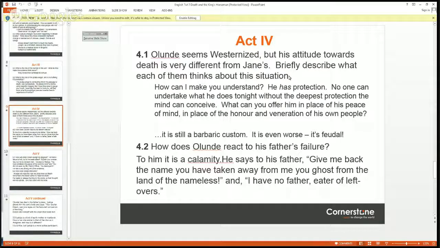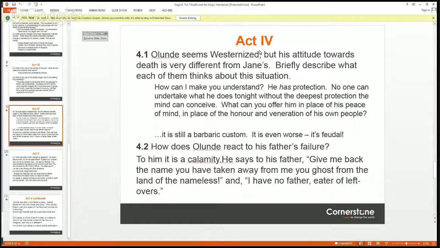This is where his Africanness becomes clear, because to him it is a calamity. He wanted to hear that his father was dead. Instead, he sees him alive, being brought in as a prisoner by the British. And he says, give me back the name you have taken away from me, you ghost from the land of the nameless. And he also says, I have no father, eater of leftovers.